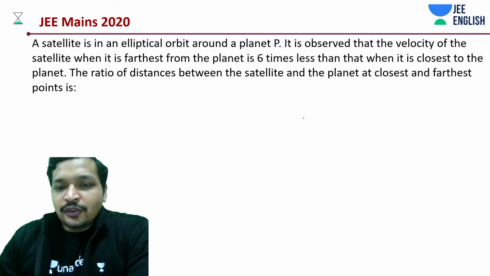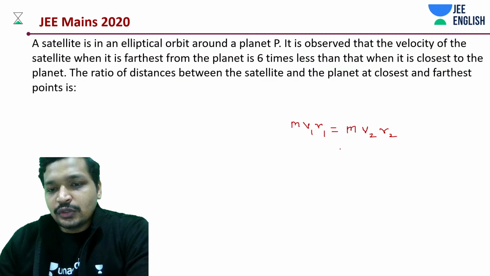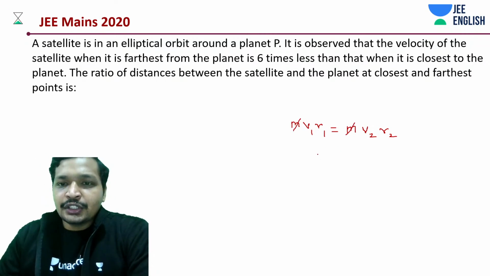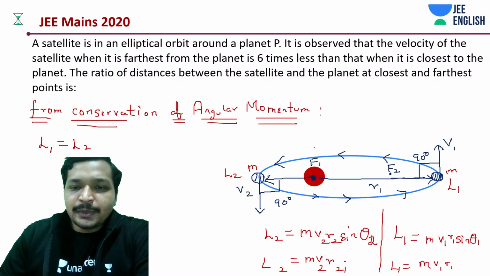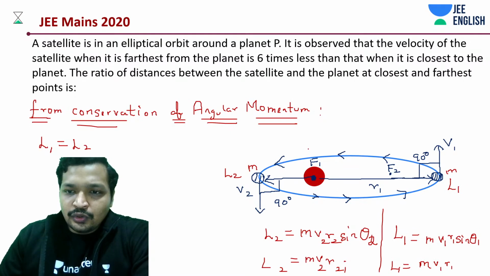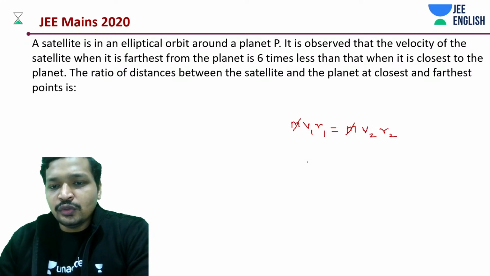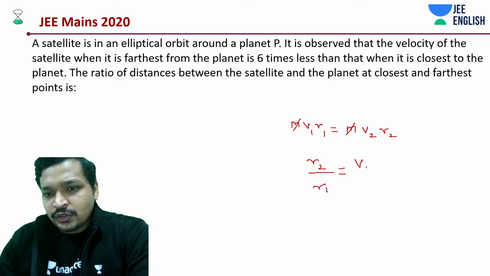Okay then. So we know M V1 R1 is equal to M V2 R2. Cancel out this thing. We are supposed to find out the ratio of the distances between them, isn't it? So between the closest and the farthest. So basically R2 is to R1. R2 is to R1 is how much? V1 is to V2.